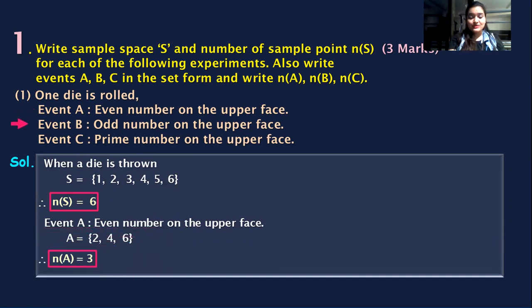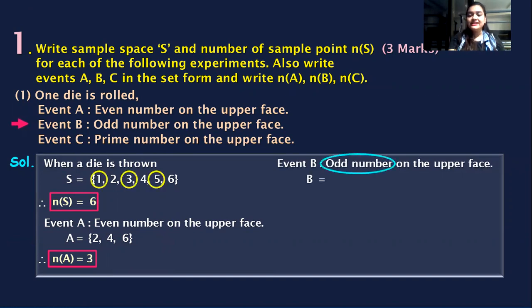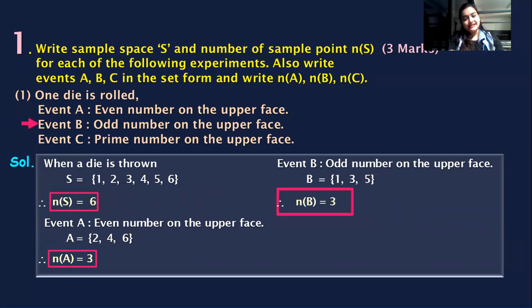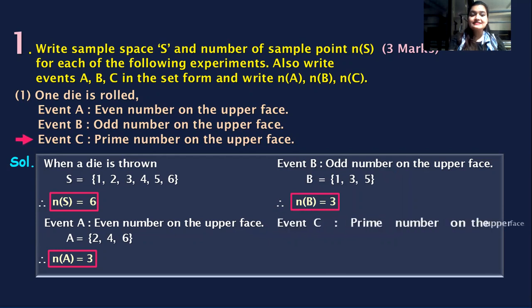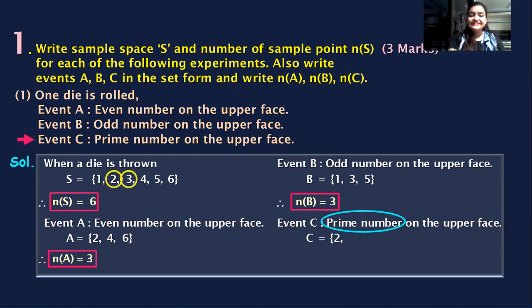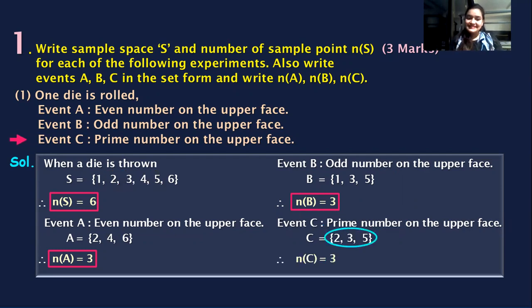Now guys, the next one is event B: odd number on the upper face. Select odd numbers from the sample space: 1, 3, 5. So N of B will be 3. The last one is prime number on the upper face. Prime numbers are those numbers which are divisible by 1 and itself, and 1 is an exception. So the prime numbers in the sample space are 2, 3, 5. So N of C is 3. Easy.